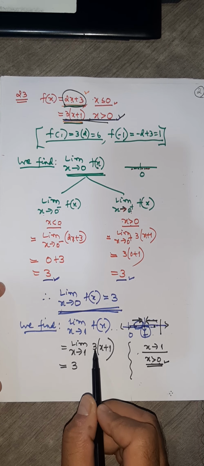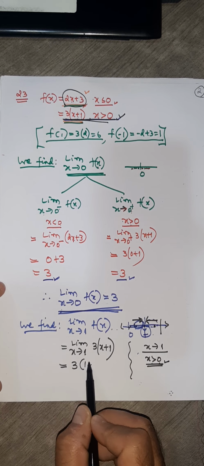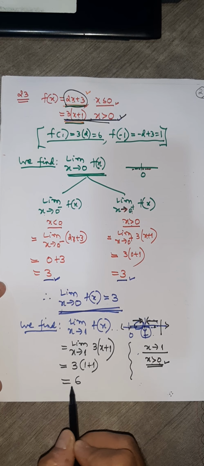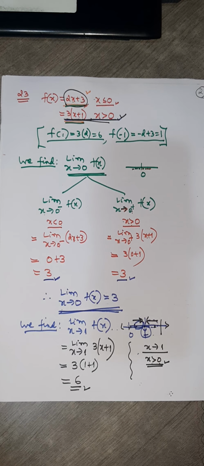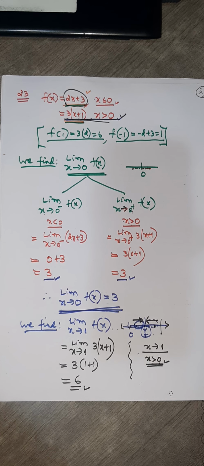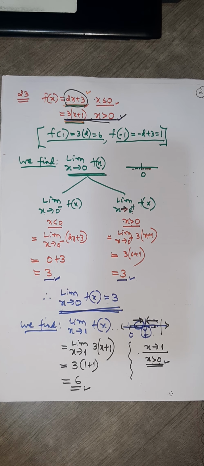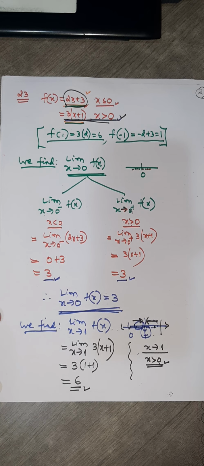Now you just apply the limit. So 3 into, this is a very simple function. So you'll get 6. 6 is the required limit here. In the first case the limit was 3. Now it is 6. Fine? Okay. Let's see the next question.